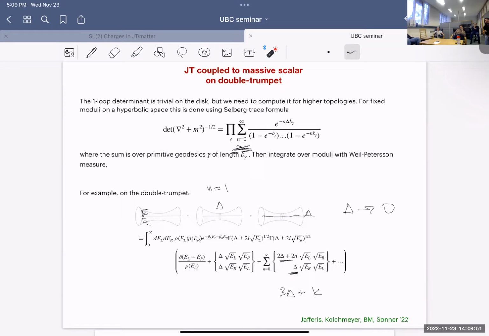Is there a saddle for each member of this sum, or are these purely non-classical terms? If you just keep delta to be order one in G Newton, then there is no saddle, in the same way as in JT gravity. There is no saddle. But if you want a saddle, you in principle can take delta to be heavy. This will stabilize the wormhole, and then if delta is order one over G Newton, you might have a saddle. Thank you.